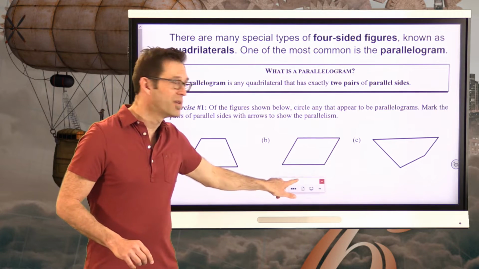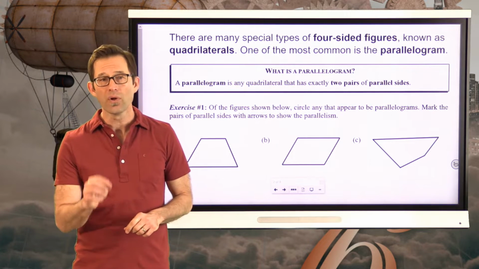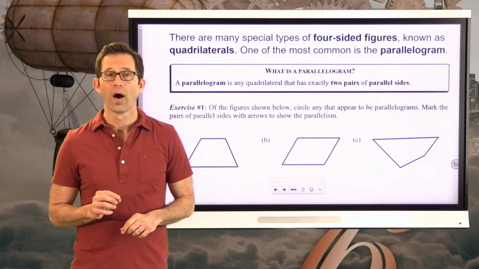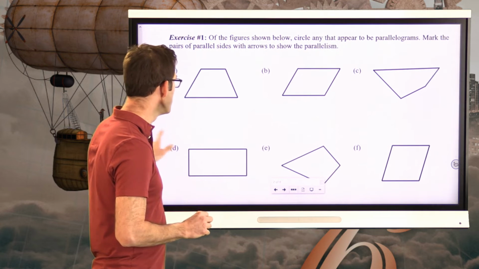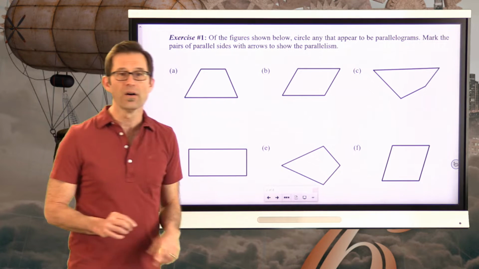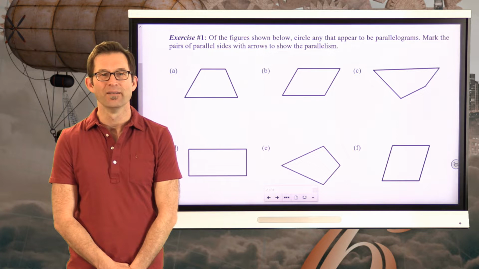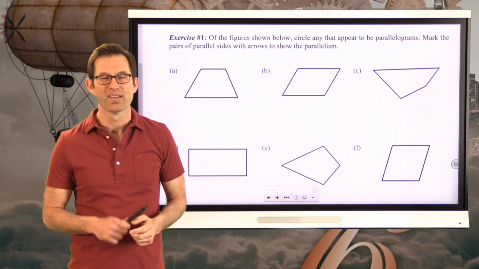So similar to what we did in the last lesson with trapezoids, where we want to begin is to have you look at a variety of different figures and try to determine whether or not they're parallelograms. So let me just bring up exercise 1 to the top of the board, and let's take a look. Of the figures shown below, circle any that appear to be parallelograms. Mark the pairs of parallel sides with arrows to show the parallelism. That's a mouthful of a word. Parallelism. Try to say that 10 times fast.